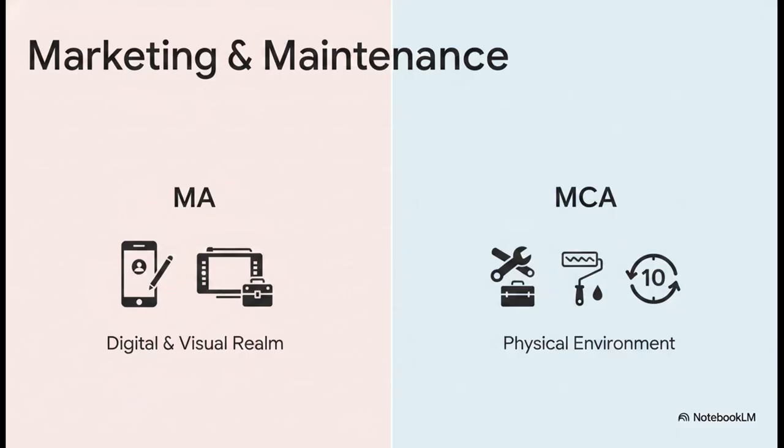Then we have our marketing and maintenance staff. The marketing assistant lives entirely in the digital and visual realm, posting daily to social media, designing flyers, making those classic door decks, and creating welcome videos. Conversely, the maintenance and custodial assistant is focused purely on the physical environment. They hold 10 specific on-call hours a week just for things like minor plumbing, painting, room prep, and cleaning up spills. So one role builds the community's brand, while the other physically maintains the community's walls.